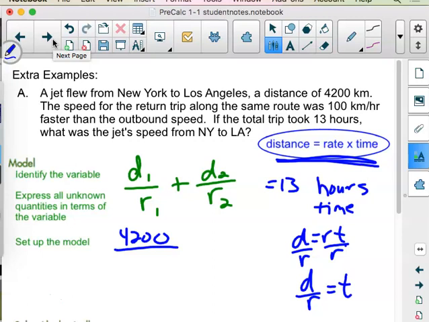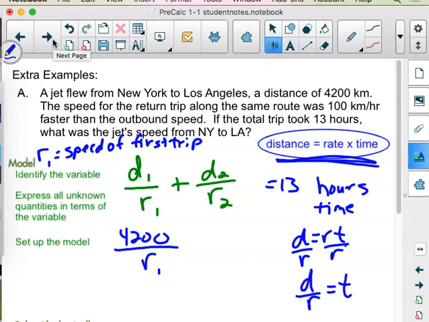The speed for the return trip along the same route was 100 kilometers per hour faster than the outbound speed. And I realize, well, I don't know what the first speed was. I don't know what that is. So I could leave that as r sub 1 to stand for rate, or I could change it to x. I think I'm going to stick with r sub 1. So r sub 1 is going to be the speed of the first trip.